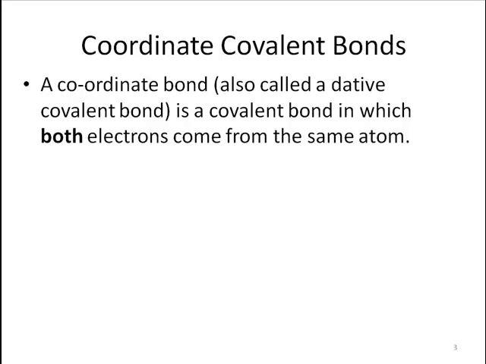We learned most of what we need to know about bonds. This will be a little bit of review. But these are some cool bonds called coordinate covalent bonds. A coordinate covalent bond is also called a dative covalent bond. It's a covalent bond in which both electrons come from the same atom. So instead of sharing, I share one, you share one, they both come from the same atom, and that's why it's labeled a little bit differently.